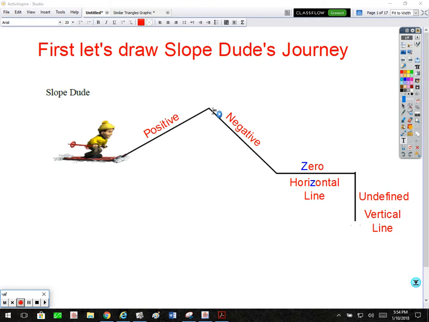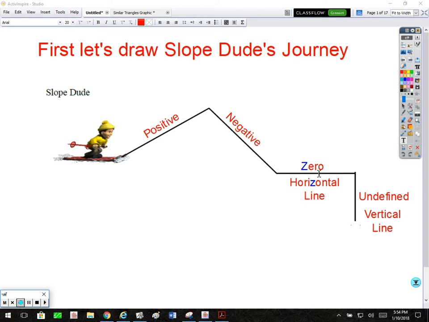When he got to the top, he started skiing downhill. He said, hey, this is nice. I can go pretty easy. This is so nice, negative. And when he got to the flat part, this is the hard part of his journey. And he said this is zero fun. Zero has a line that is flat, zero fun, and it's a horizontal line. So sometimes you can put together the z's in zero and horizontal to help you out.